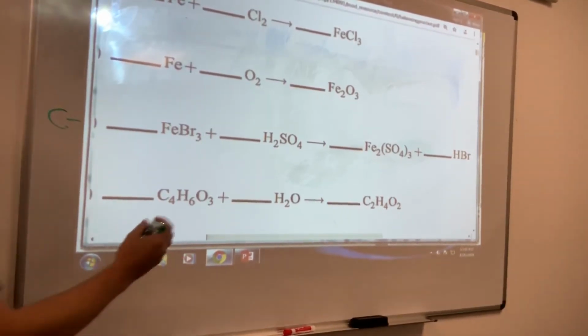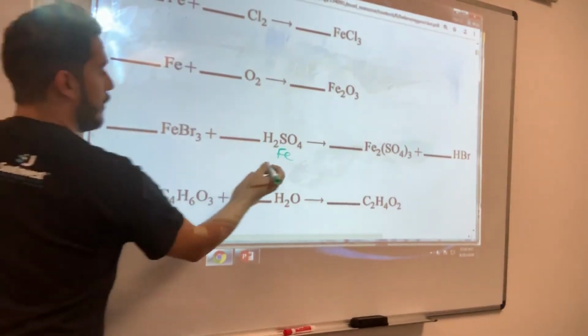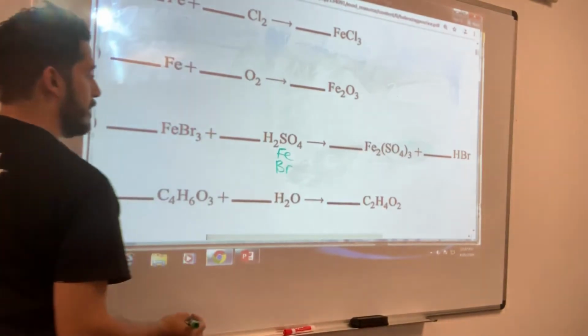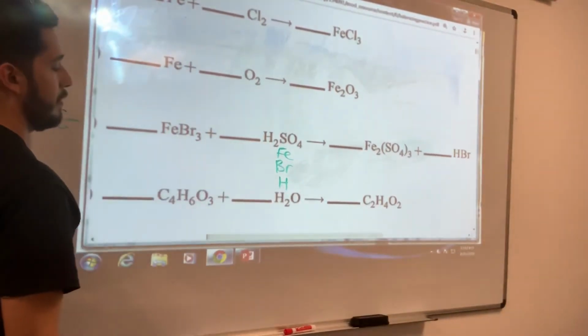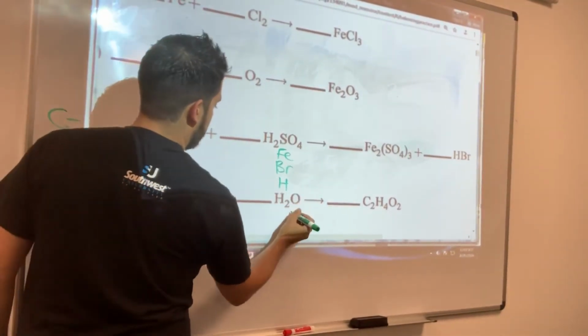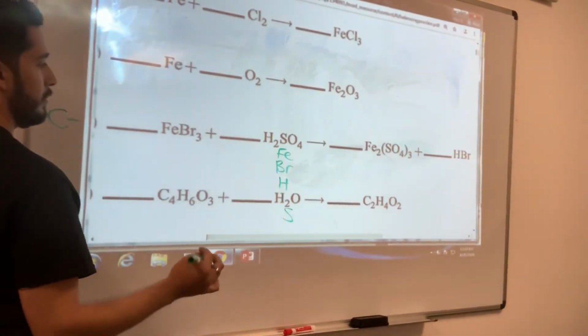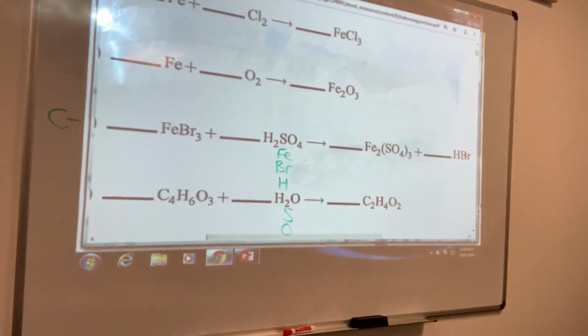So the elements that I have here: iron, bromine, hydrogen, sulfur, oxygen. That's a bunch of elements in there. That's perfectly fine. Let's see what we can do. Okay, so let's choose the order to balance these guys.